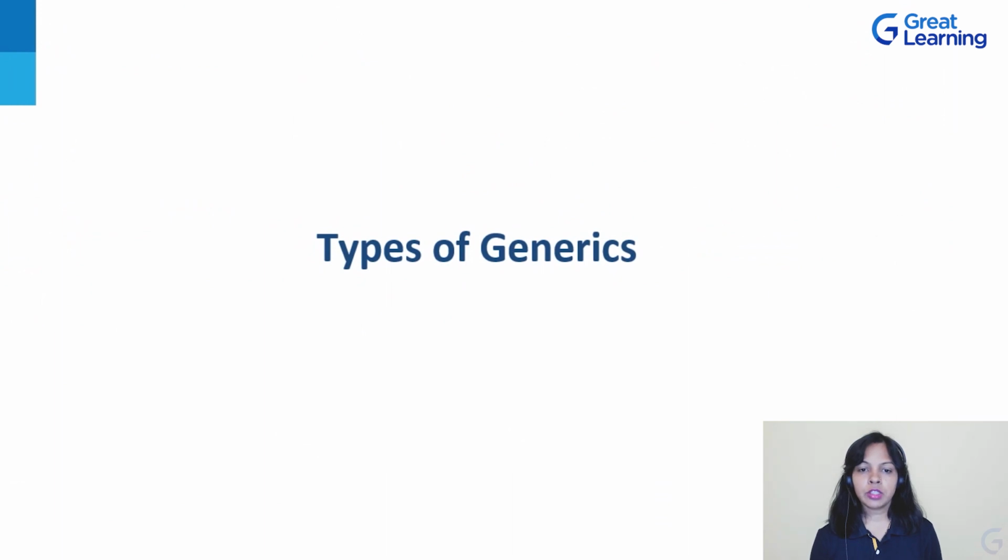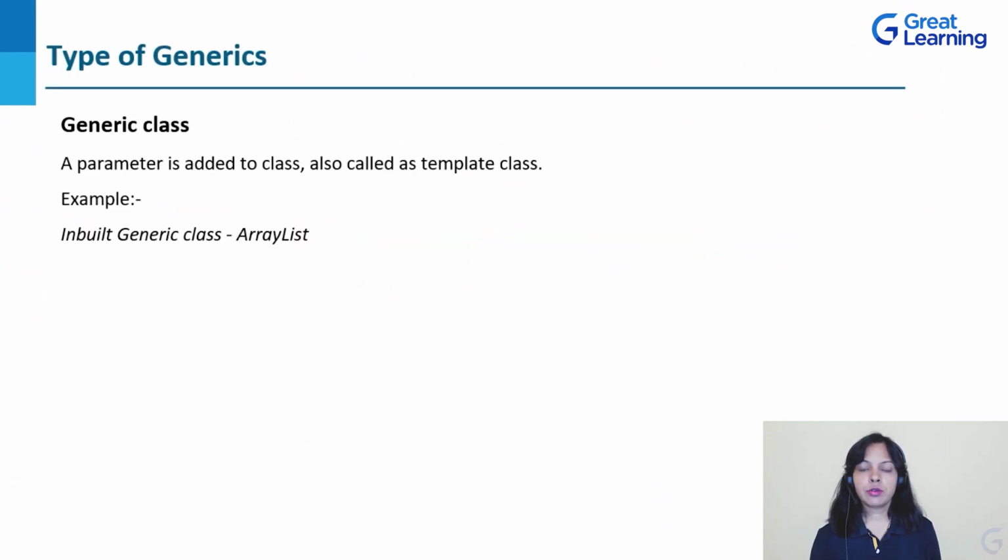Let's now see what are the different types of generics. In this, we'll talk about the generic class and the generic method. So first, let me talk about the generic class. A class, if it is specified with a particular type, then it becomes a generic class.